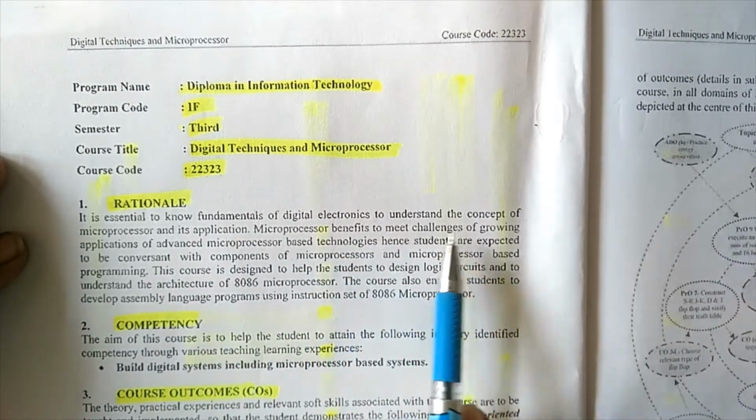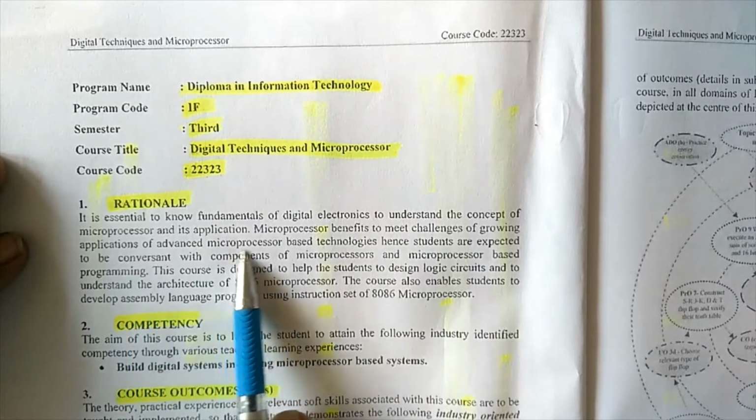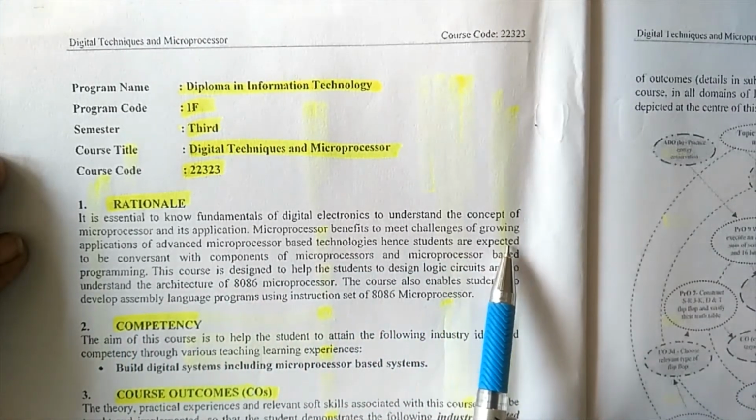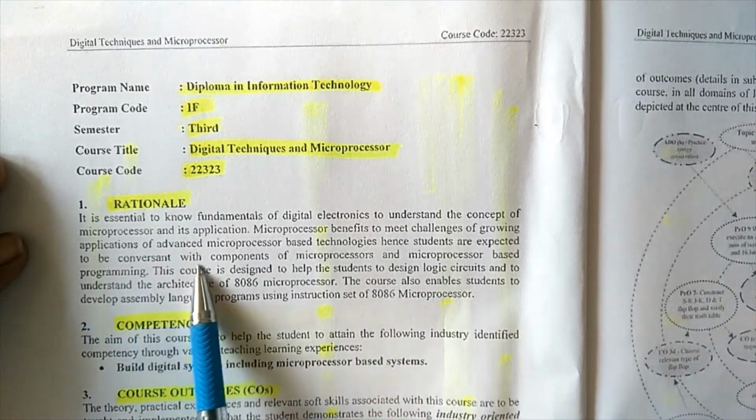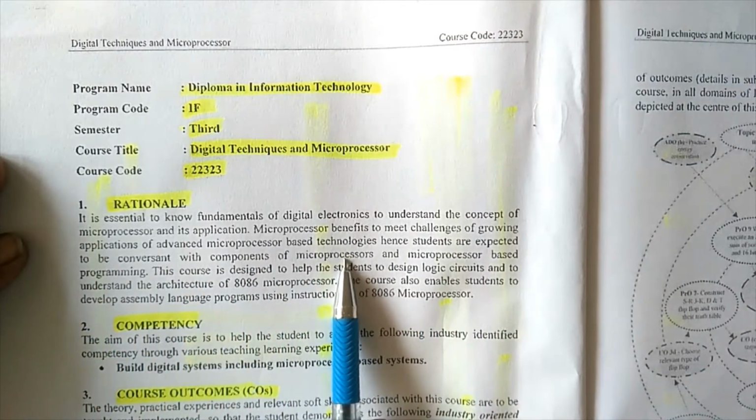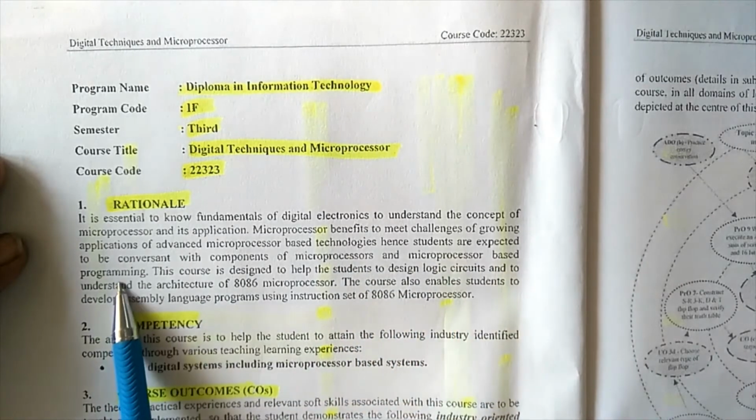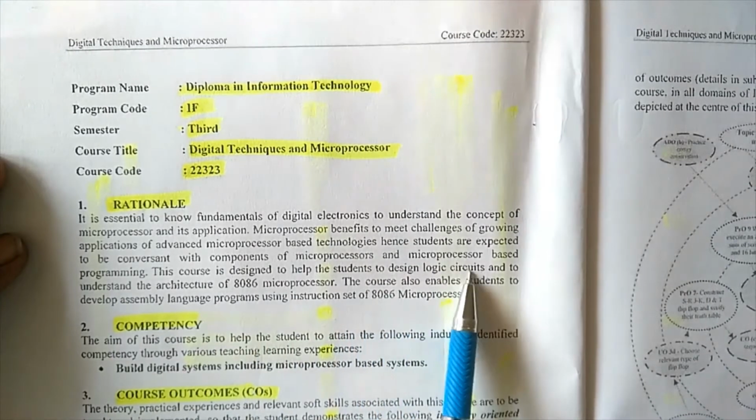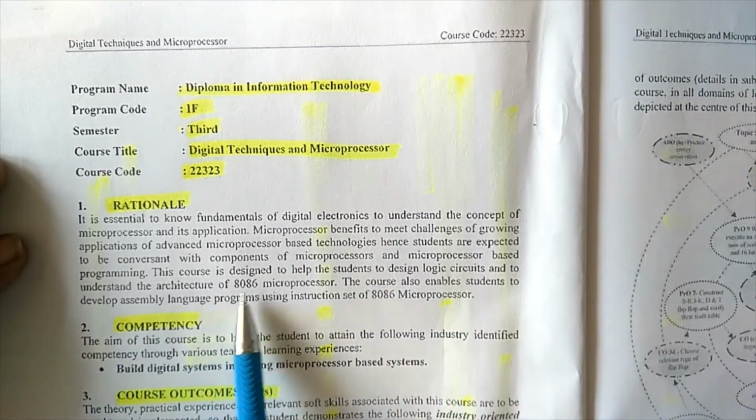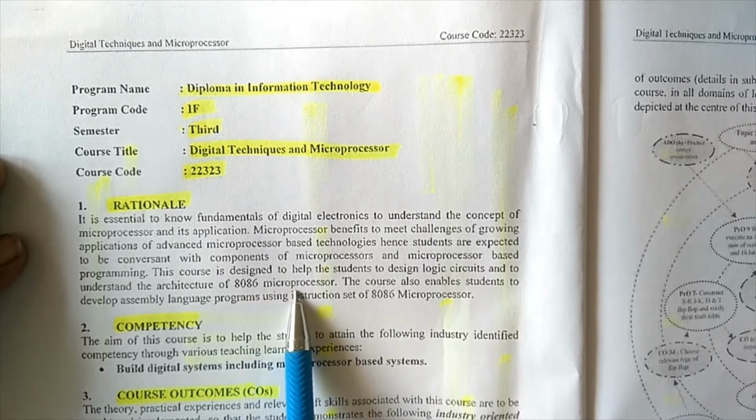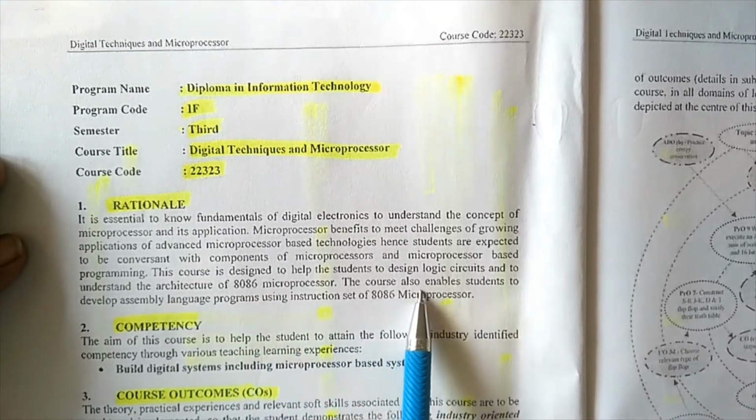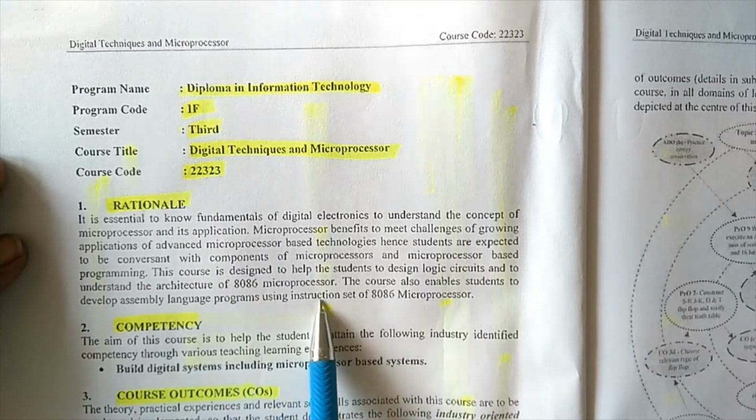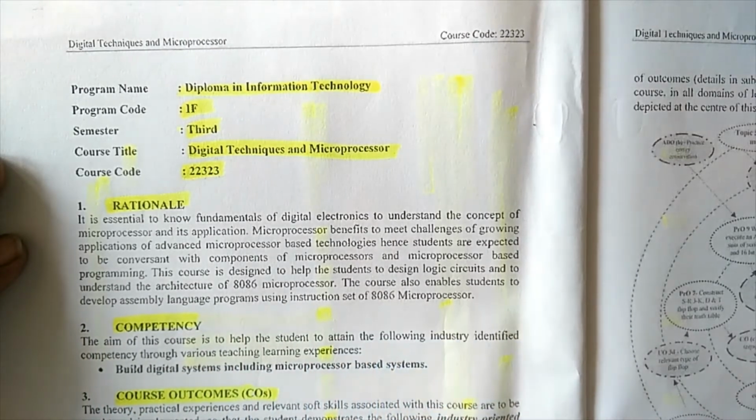Microprocessor benefits to meet the challenge of growing application of advanced microprocessor based technologies. Hence, students are expected to be conversant with the components of microprocessor and microprocessor based programming. This course is designed to help the student to design logic circuits and to understand the architecture of the 8086 microprocessor. This course also enables students to develop assembly language programs using the instruction set of the 8086 microprocessor.